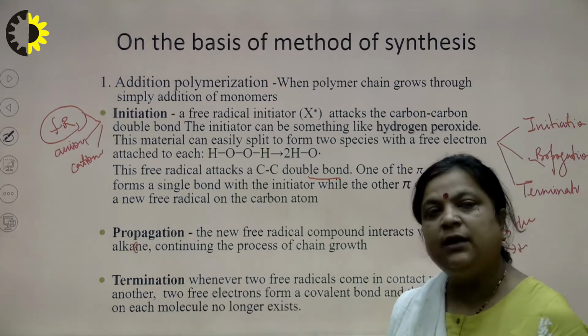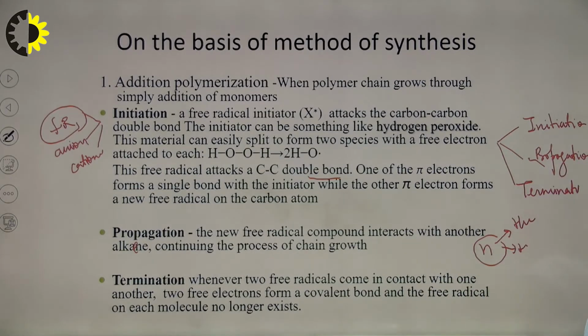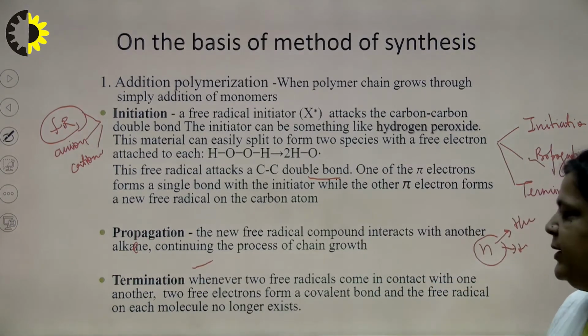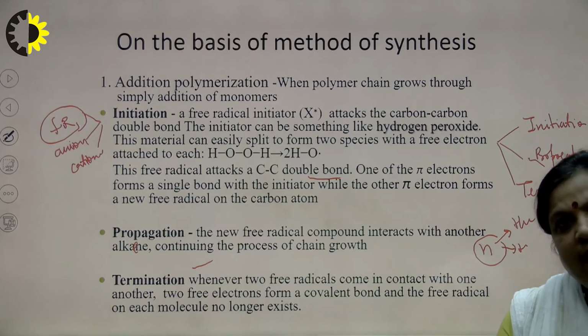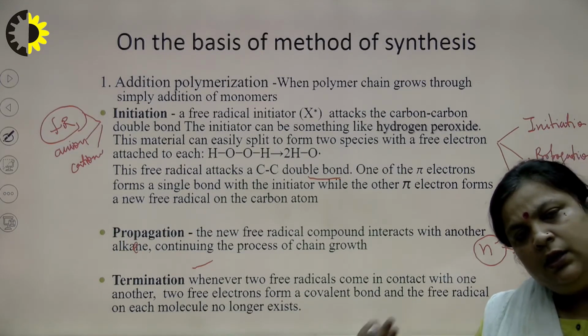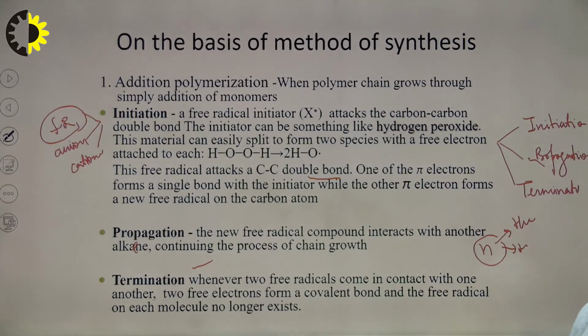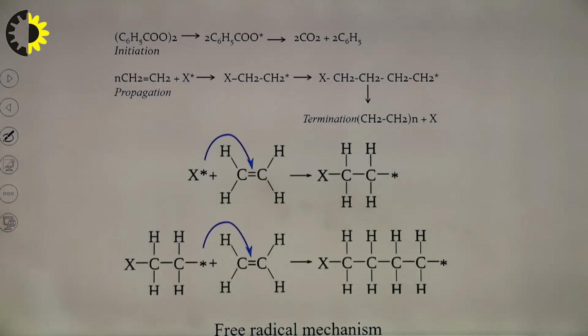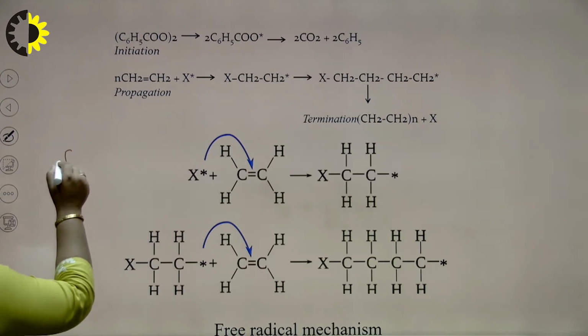And then the third step is termination. Termination means whenever two free radicals come in contact with each other, they form a covalent bond, and the free radical is released for further action. Basically in termination, either combination will take place or disproportionation will take place. So, we will discuss these points. Now the first question is which type of initiator should be used.